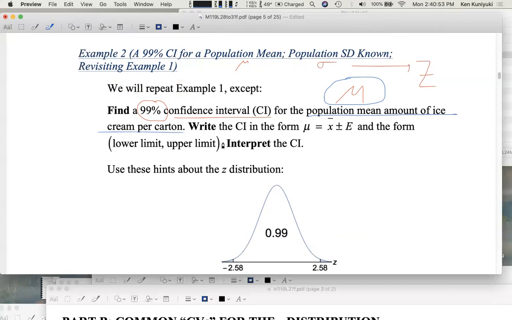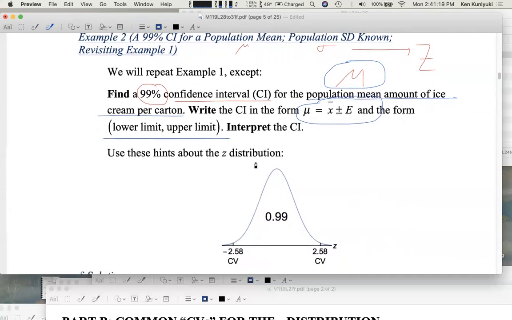All right. So we're going to write the confidence interval in 2 different forms, like we did before. In this form, where the population mean is expressed as the sample mean, give or take the margin of error E, and this interval form here, where we actually work out the lower limit and the upper limit. And then we'll interpret the confidence interval.